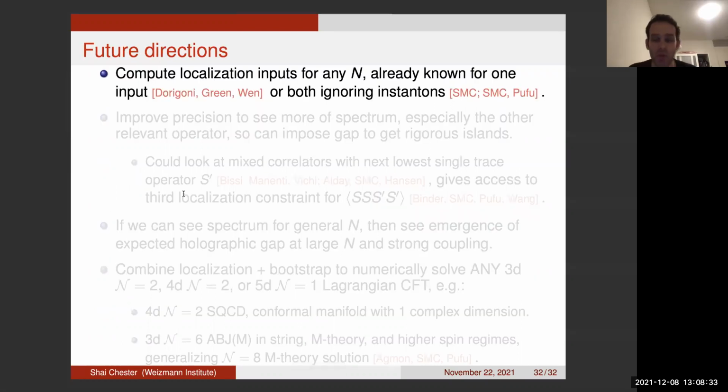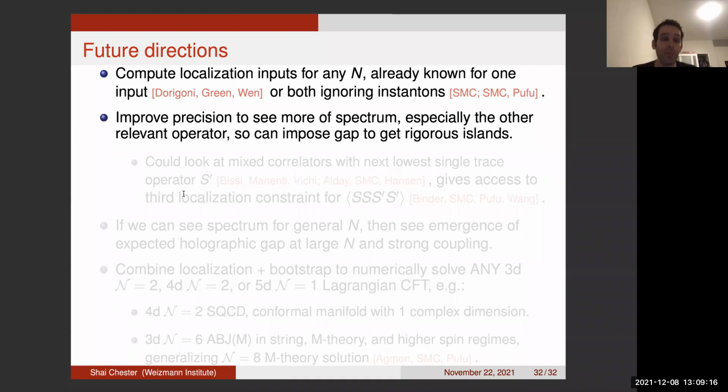So there are many future directions, some of which we're working on, some of which I encourage other people to work on. One thing is that it would be nice if we could get both of these localization inputs for a finite value of n, because then we could do what we're doing for any value of n very easily. As I mentioned, one of those inputs has already been computed for a finite value of n, but the other one hasn't, so that's an open problem. Of course, if you want to look at the regime of lambda where theta doesn't matter, for instance to compare to integrability, then you could already do that, because we already know the values of these localization inputs if you ignore the instantons.